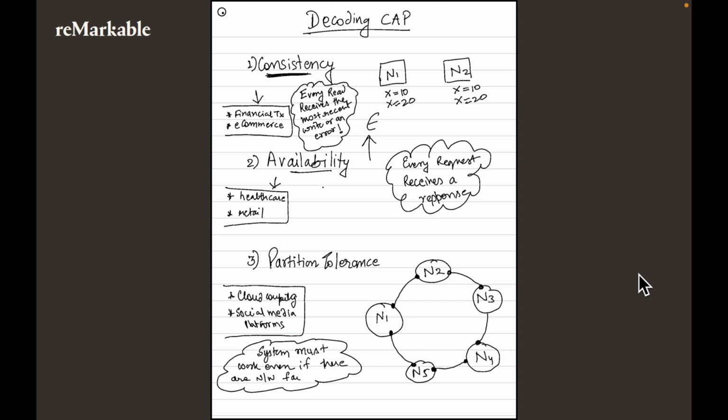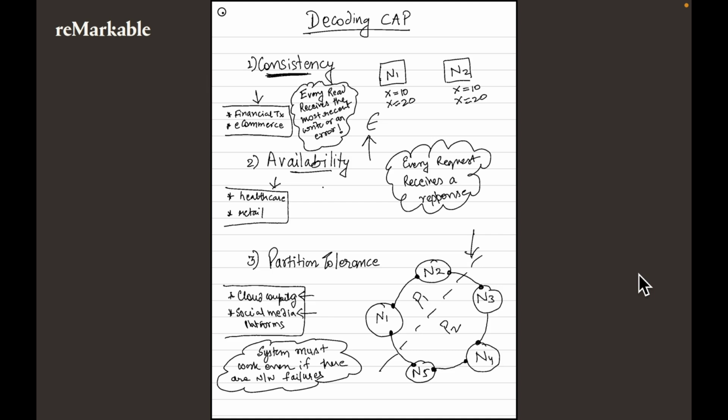Partition tolerance is about the system working even if there are network failures. What it means is, imagine this as a distributed system, and somehow there is a failure or outage, and it breaks the entire network into two pieces, which is known as a partition. Even with this partition, the entire system must work. It means the system is partition tolerant. Such behavior is desirable for applications like cloud computing or social media platforms.